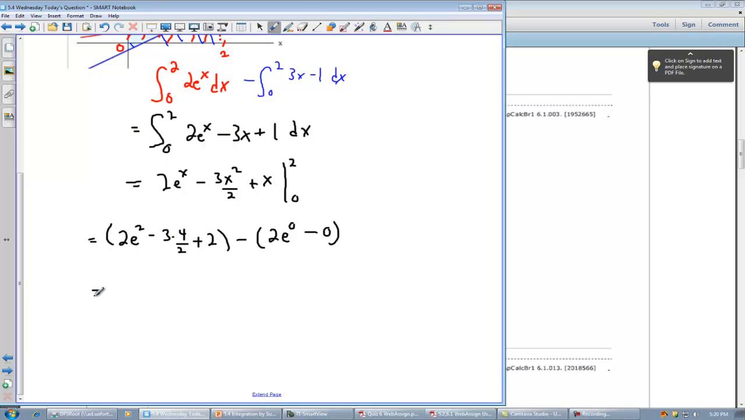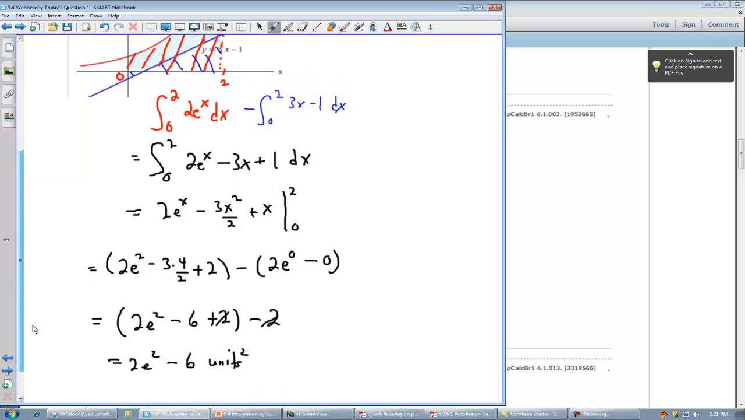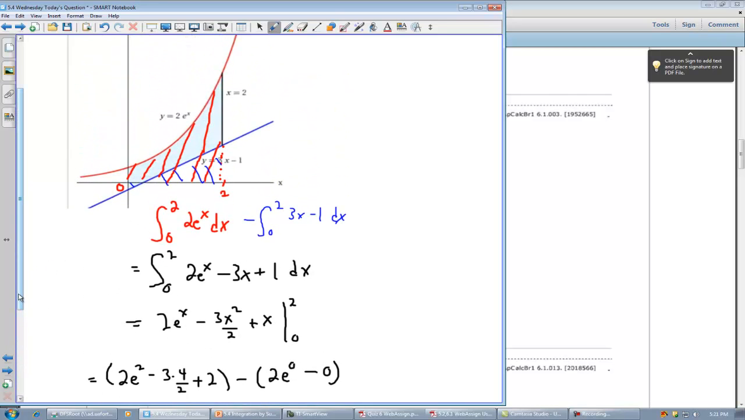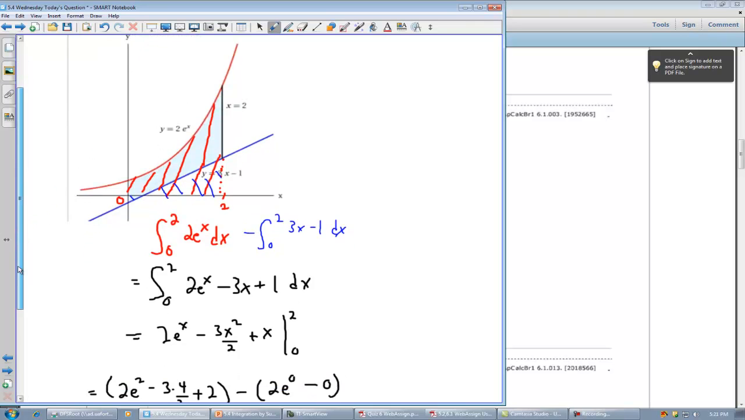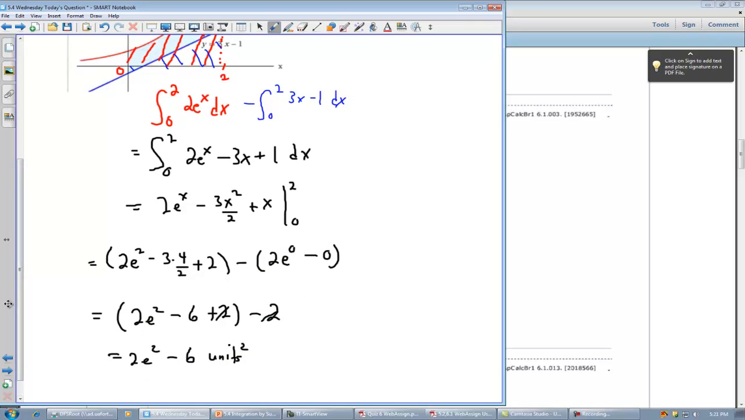And so this is actually equal to, then, 2e squared minus, the 4 and 2 will cancel, so I'll get 6 plus 2. Minus a 2, because 2e to the 0 is just a 2. And so this is equal to 2e squared minus, the 2's will cancel here, and I just get minus 6. And of course it's units squared because I'm finding an area. All right, so on this one, in a little box, I put 2e squared minus 6, just like I found here.